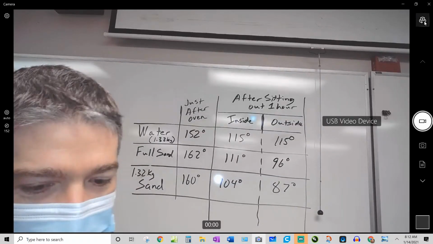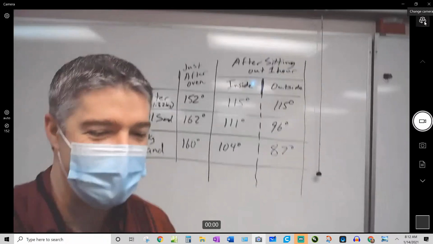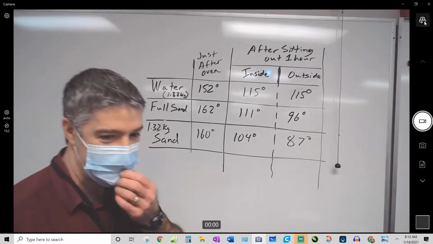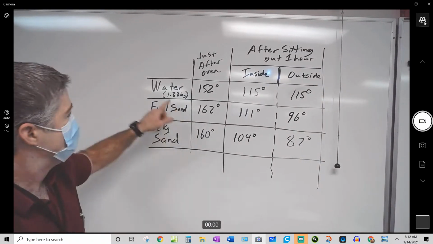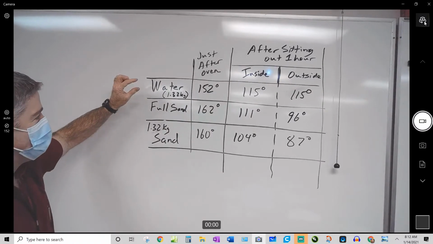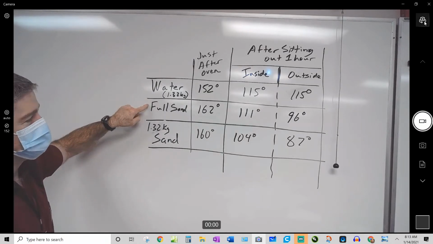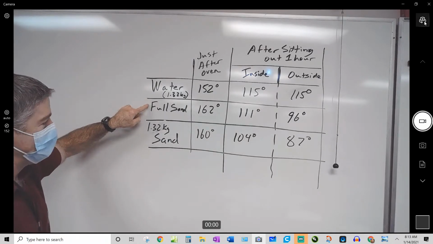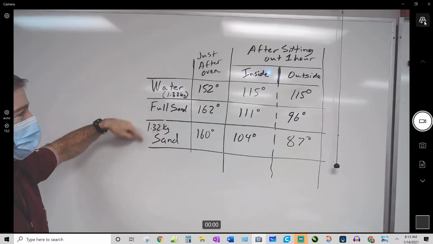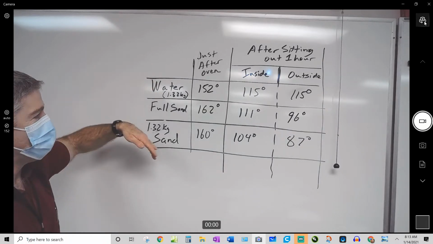All right. So this is what I've been doing and talking about. And all of you've been seeing is pictures, but I've been writing over the top of them. So here are my three different experimental groups. My full quart jar of water, my full quart jar of sand, and then my quart jar of sand that's not full but has the same mass as the water. Because I wanted to compare equal masses and equal volumes.